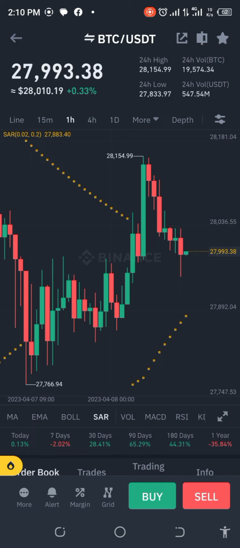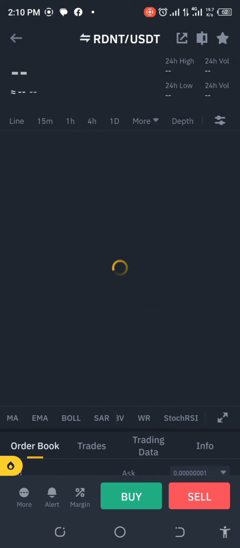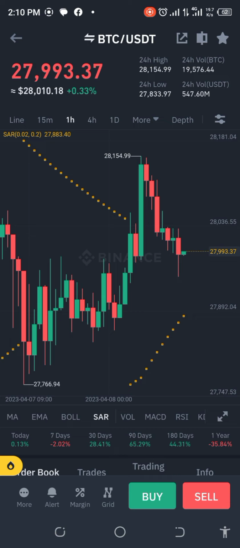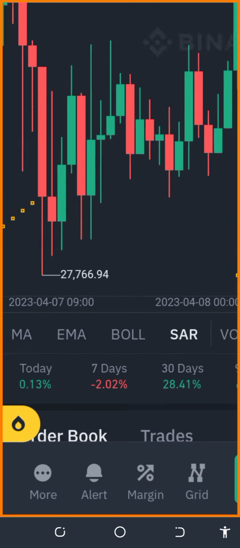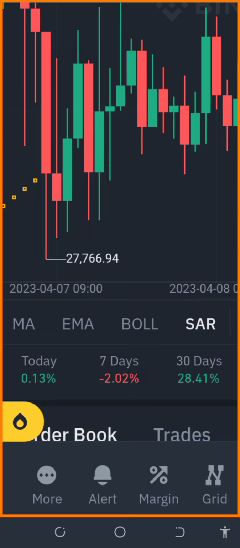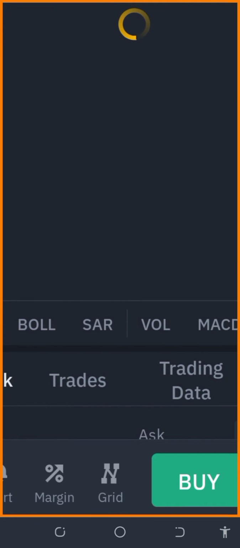A technical indicator is just a pattern-based signal that comes about from the price or the volume of that particular asset. As you can see here, we have different kinds of indicators. Parabolic SAR happens to be one of them, and I'll talk more about that later. If we look at the bottom of our chart, we'll see quite a number of them. We have the MA, which is the moving average. We have the EMA, which is the exponential moving average. We have the BOLL, which is the Bollinger Bands. And we also have the volume.